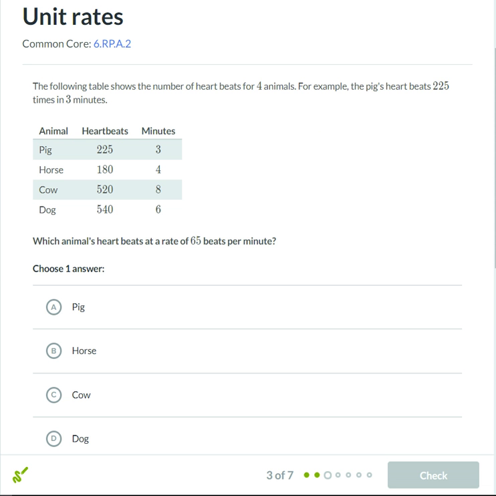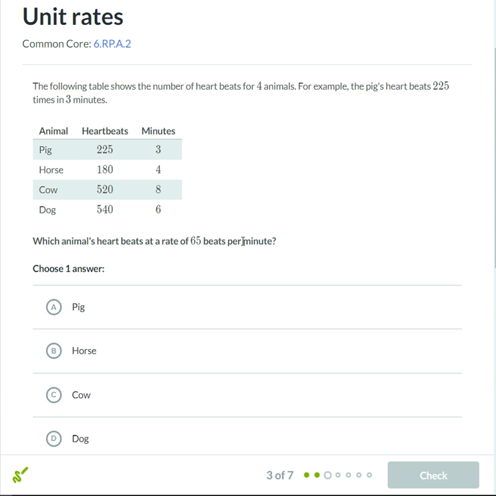The following table shows the number of heartbeats for 4 animals. For example, the pig's heart beats 225 times in 3 minutes. And so let's confirm that. The pig's heart beats 225 times in 3 minutes. So yes, this is accurate. Which animal's heart beats at a rate of 65 beats per minute?